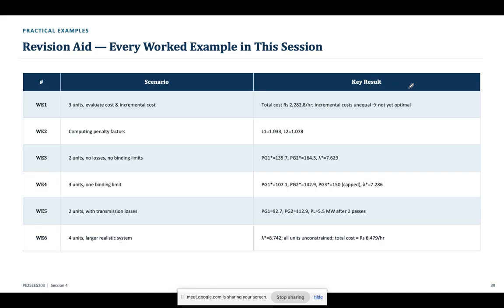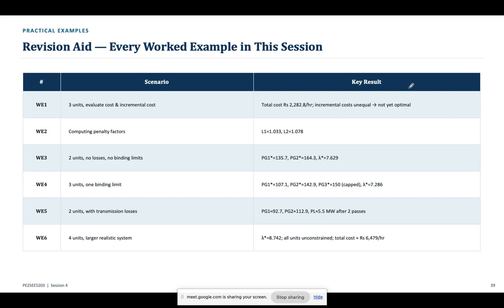If the examples are understood as a progression, the method becomes much easier to reconstruct from first principles. When there are no limits and no losses, equal incremental costs are enough.